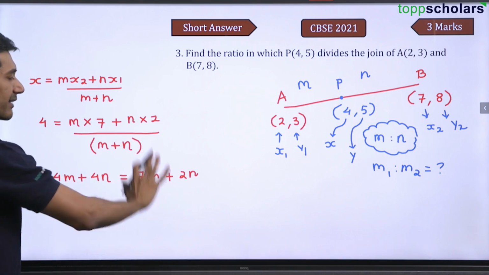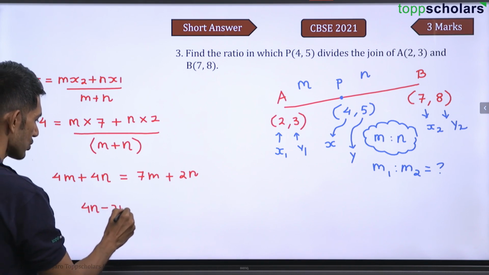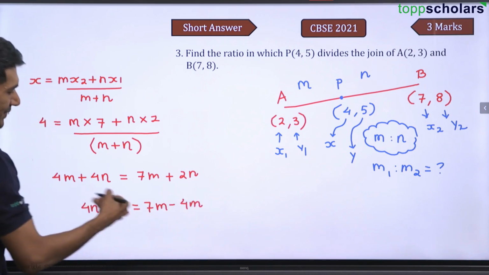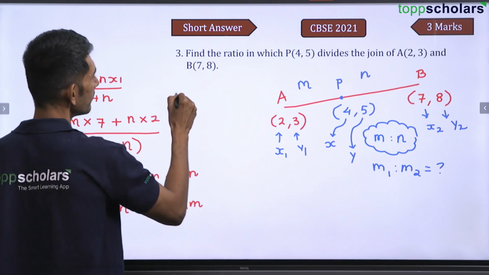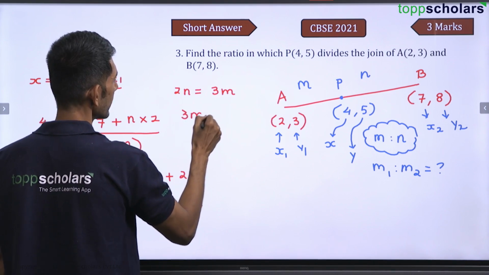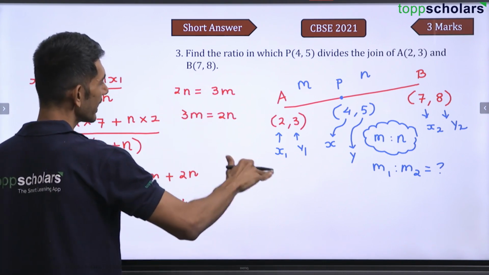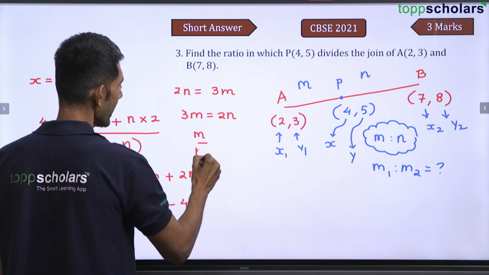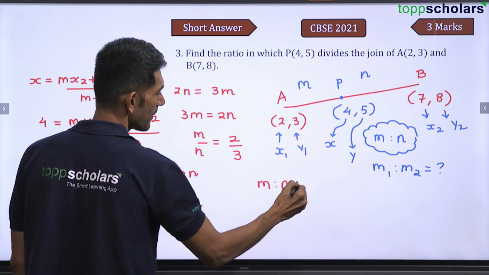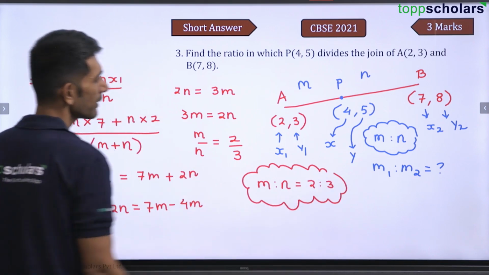Take 2n here, take 7m there. So can I say I get 4n minus 2n is equal to 7m minus 4m. That gives you 2n is equal to 3m. Can I write it like this? 3m is equal to 2n. Same thing, no? A is equal to B, B is equal to A. Take n down, take 3 down. So m by n will give you 2 by 3. And that is the ratio. See, m is to n is equal to 2 is to 3. That's it. Such a simple question asked for 3 marks.